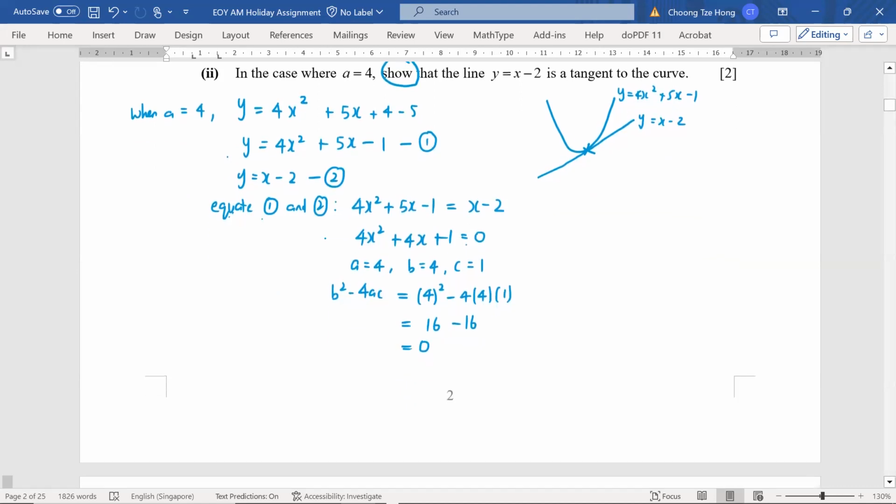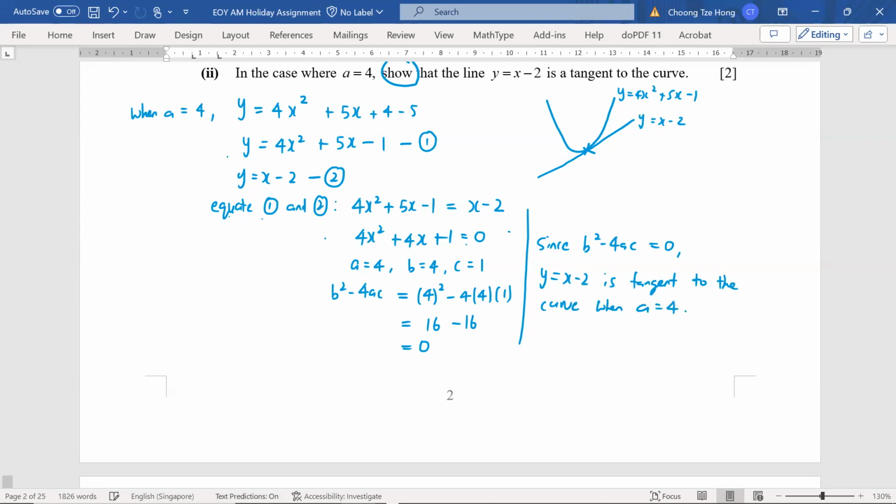So we can say that, let me write the conclusion over here: since b squared minus 4ac equals 0, y equals x minus 2 is tangent to the curve when a equals 4.